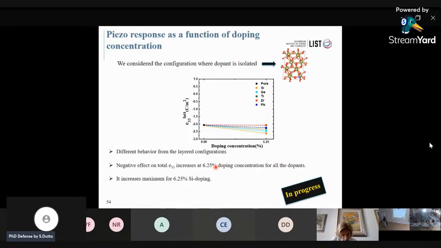But qualitatively, we are still trying to understand the reason behind that. On the other hand, we are also interested in studying the isolated dopant case. Here we see very different behavior from what we saw in the layer structure, and it increases the maximum per silicon dopant, but we are still figuring that out.